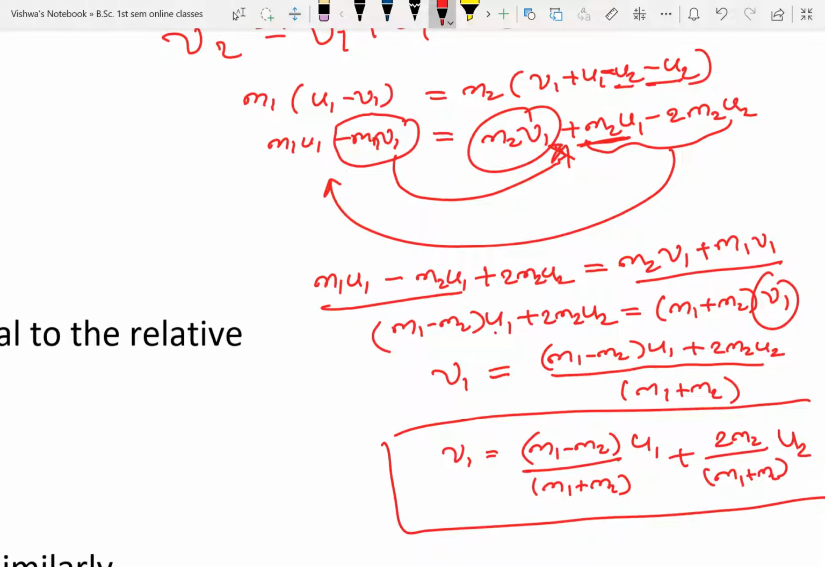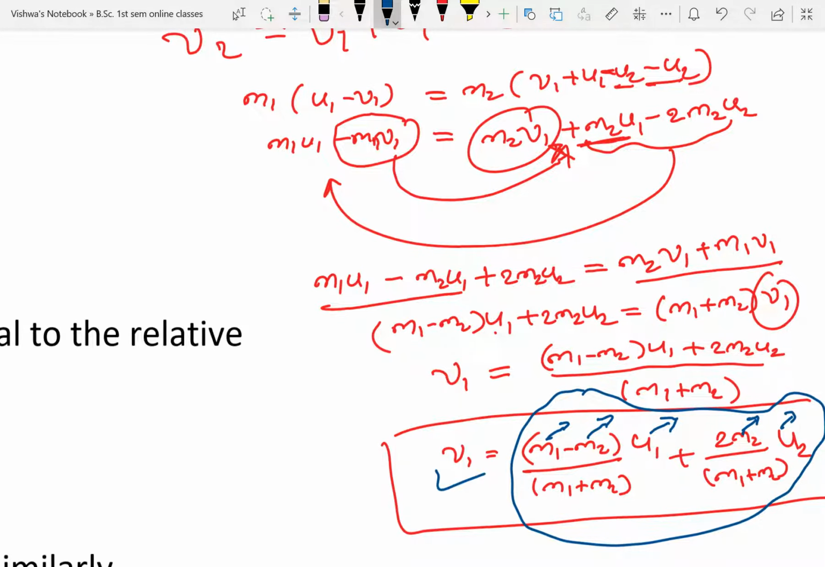Here, m1 is the mass of one object, and m2 is the mass of the other object. u1 is the velocity of the first object before collision, and u2 is the velocity of the second object before collision. These are all known quantities on one side, so you can easily find the value of v1.